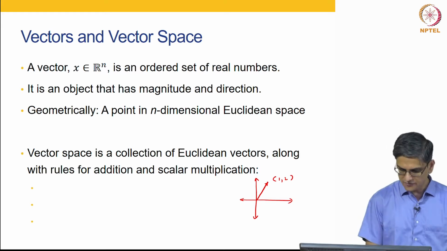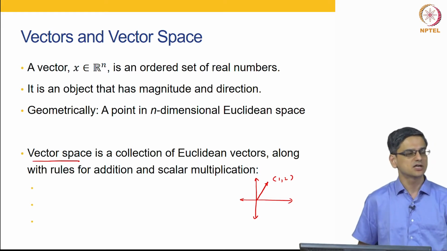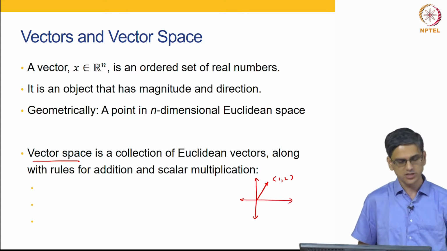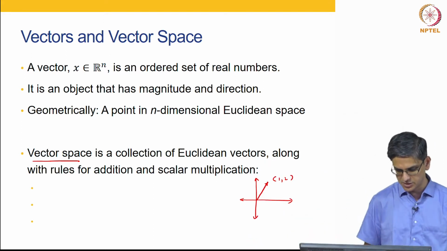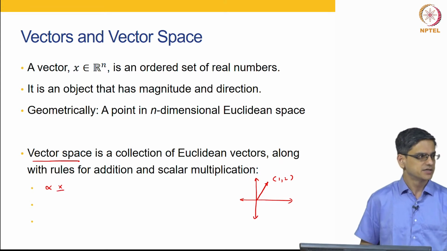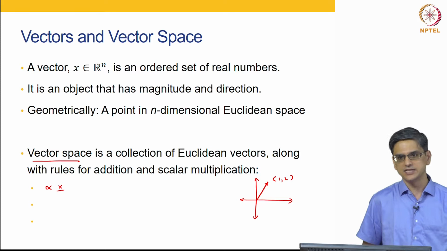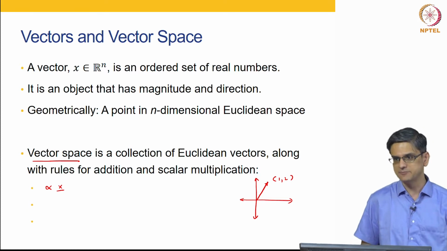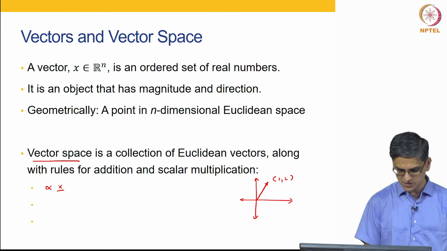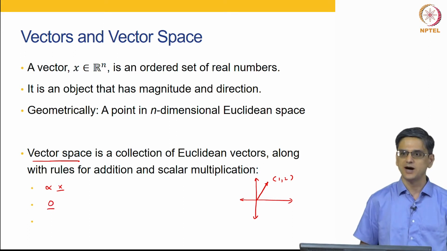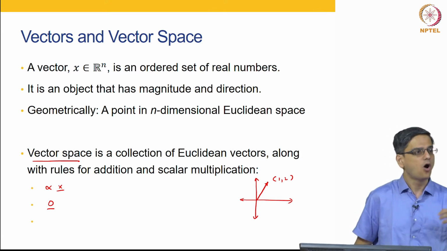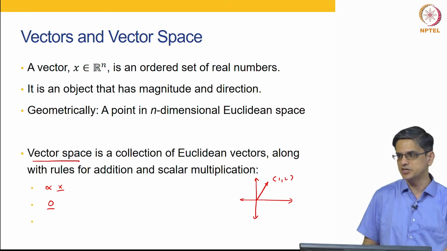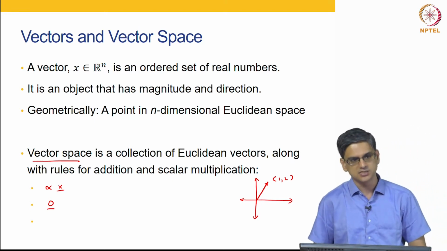Okay. A vector space is nothing but a collection of Euclidean vectors along with the rules of addition and scalar multiplication. Now, what are those rules? If you have a scalar alpha and a vector x bar, then alpha x bar also exists and lies in the same vector space. The vector space also has a vector 0 bar. 0 bar means (0, 0) or (0, 0, 0) or whatever the case might be. When all the elements of that vector are 0, then that vector is 0 bar.